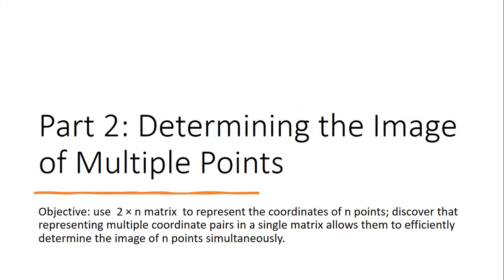Part 2, determine the image of multiple points. Our objective here is to use a 2 by some unknown number matrix to represent the coordinates of points, and discover that representing multiple coordinate pairs in a single matrix allows us to efficiently determine the image of points simultaneously. Basically, our job is to figure out a shortcut to find the transformation of multiple points, right?